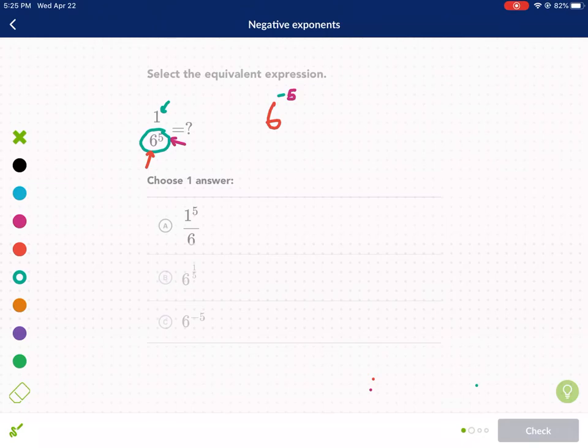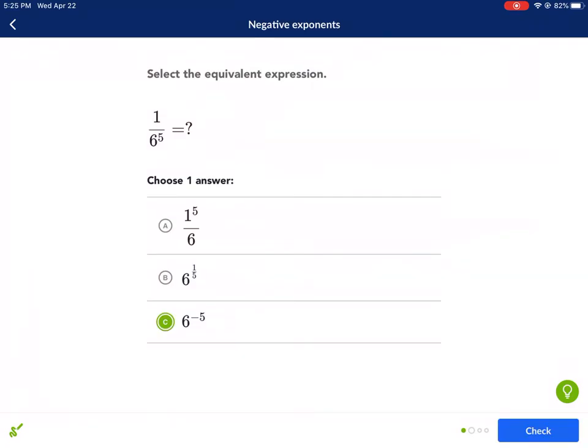It's not 1 to the 5th power, which is just 1 over 6. That's not correct. It's not 6 to the 1/5 power. That's the same thing as the 5th root of 6. It's 6 to the negative 5th power. Option C again.